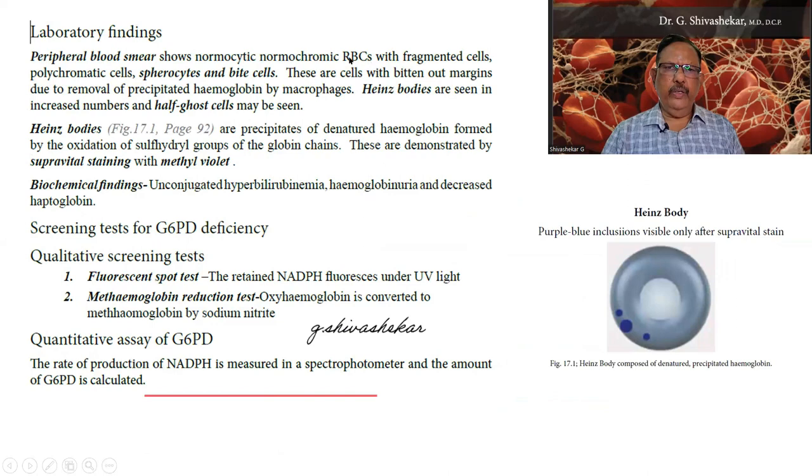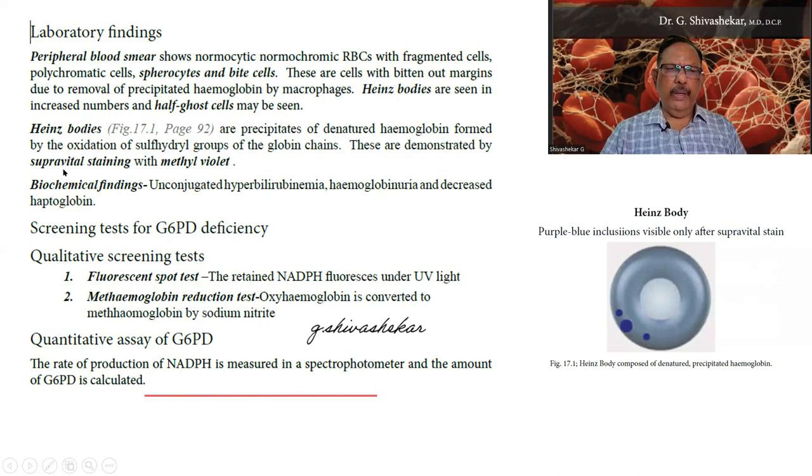In the peripheral smear, you find that there can be normocytic, normochromic, fragmented RBCs because of the pinching off of the substances. Spherocytes can be present. The pinched off cells are called bite cells. Inclusions can be Heinz bodies, half ghost cells. So look at this one. This is a Heinz body that is found within the RBC as an inclusion.